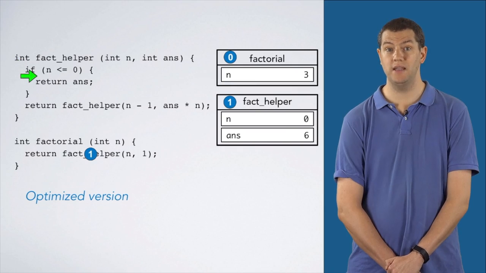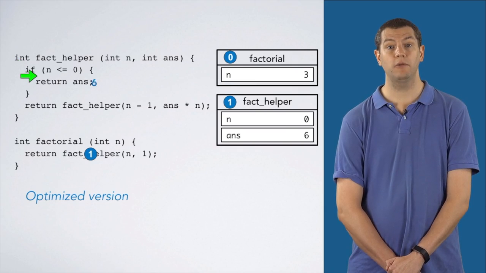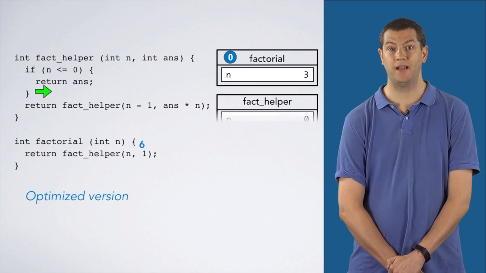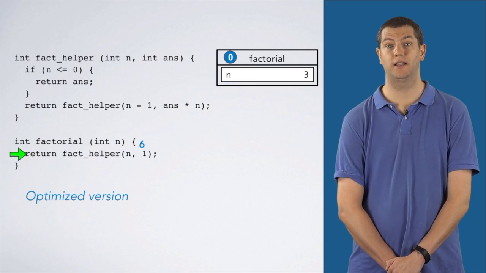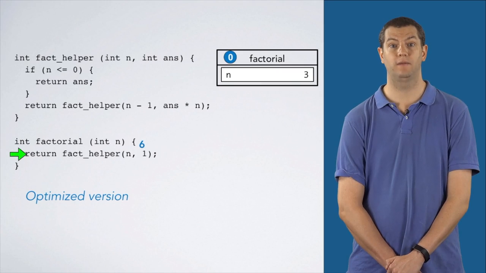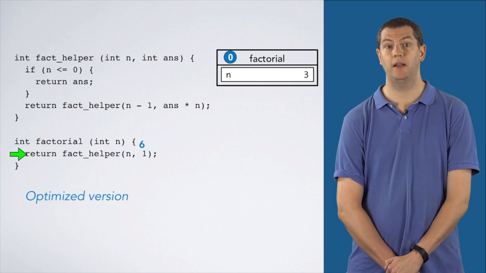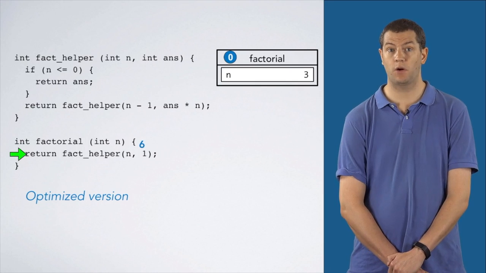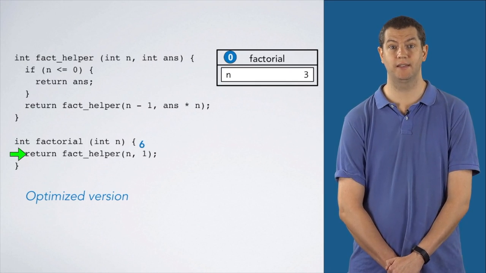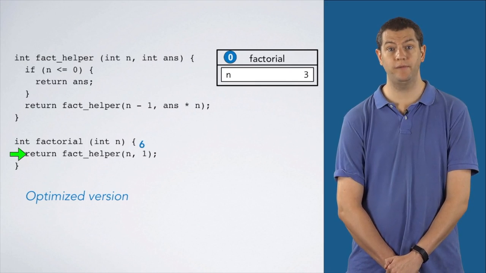This time we go into the base case and now return the answer of 6 one time back to call site location 1 in the function factorial. Notice that the stack frame does not need to be created for every call to factHelper. What this means is that the space you require is no longer proportional to the size of in. You simply need one frame for factorial and one frame for factHelper.